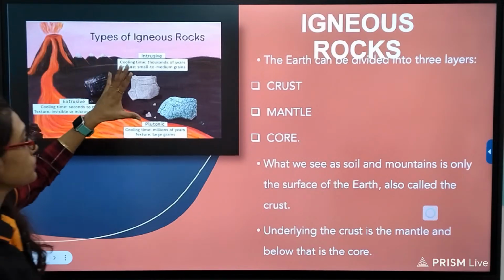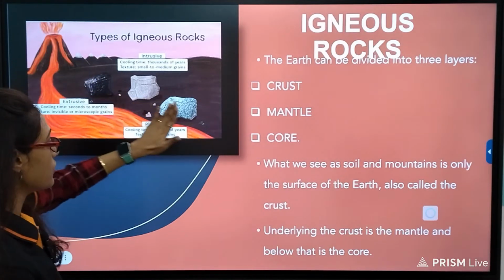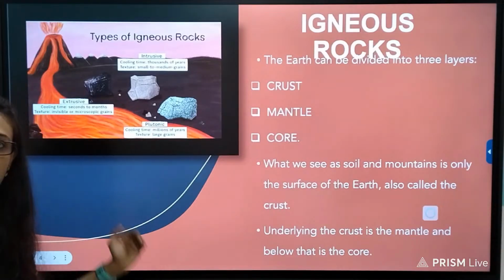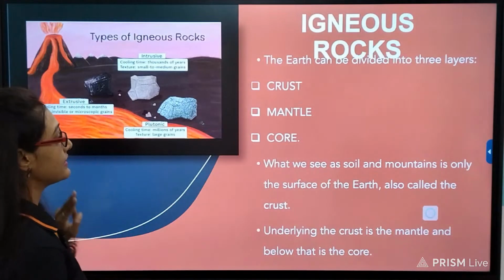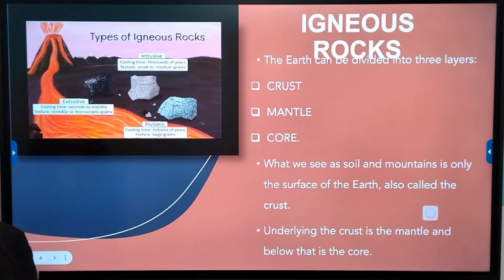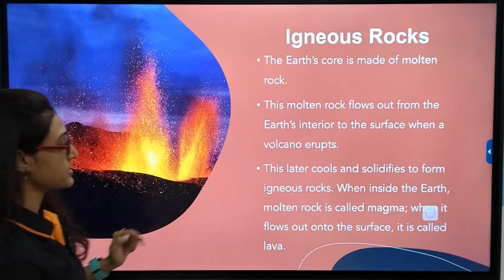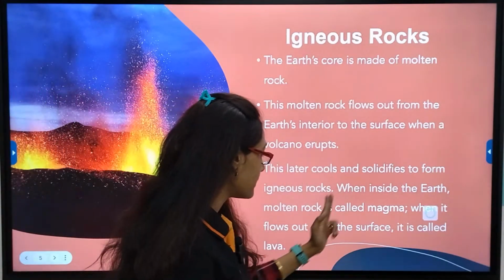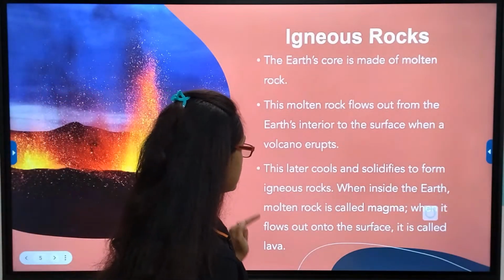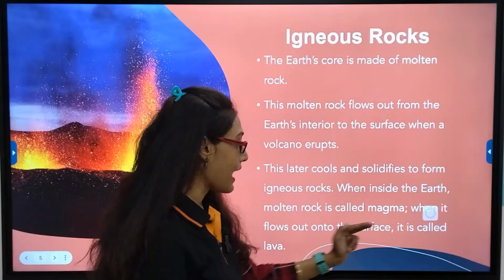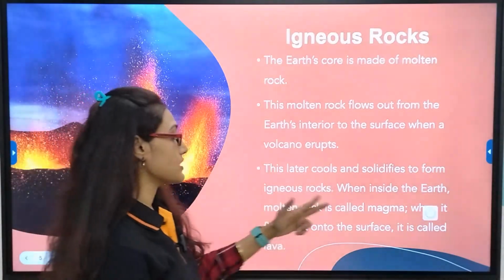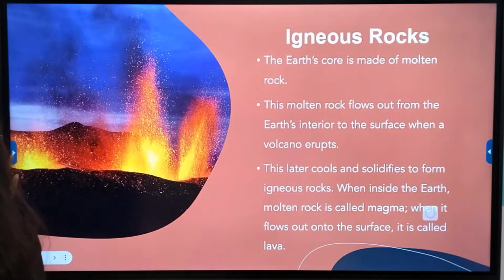For now, just know that when the flowing lava cools down, it solidifies into rock, and the rock that is formed by the cooling down of a volcanic eruption is known as igneous rock. When inside the earth, the molten rock is known as magma, and when it flows out onto the surface, it is called lava.